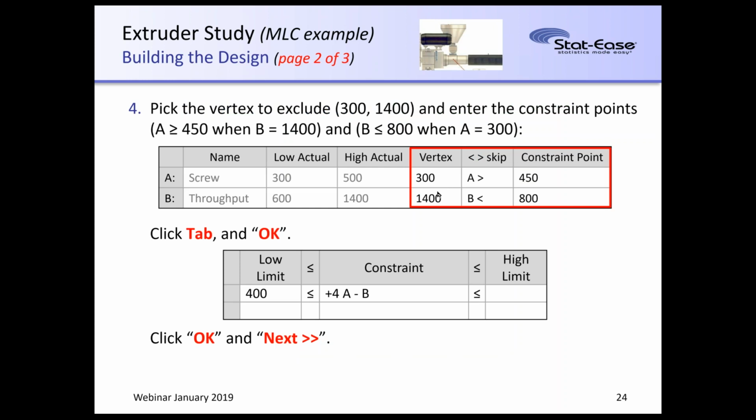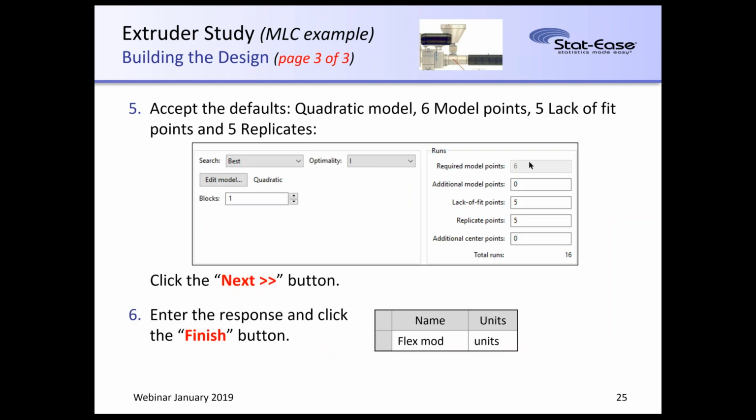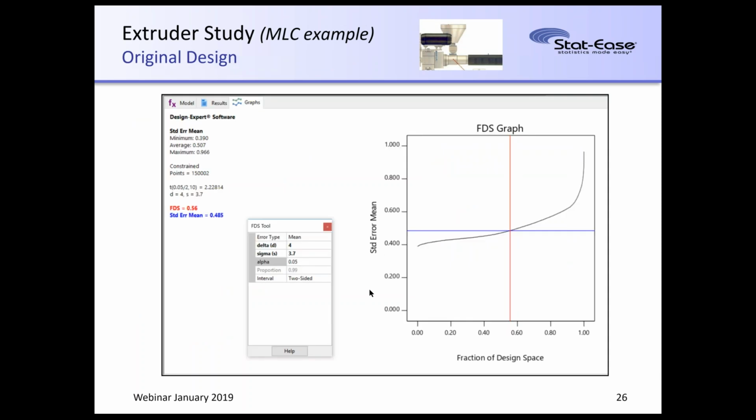So we go in there and we say when the throughput is at 1400, the RPM has to be equal to or greater than 400 RPM. When the RPM is 300, the throughput has to be less than or equal to 800 pounds. That then results in this linear constraint. We click OK and next. We build our design. So we have 6 model points, 5 lack of fit points, 5 replicates. That should give us a decent response surface design.